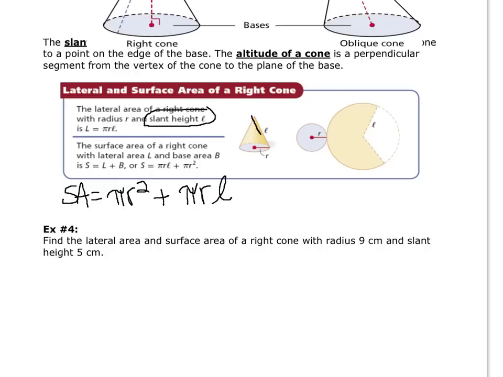You want the slanted height. Remember, we're doing surface area. We want information along the surfaces. We don't care about the inside of the cone for surface area. So for lateral area, remember, you don't want the base. The only part of the formula that takes care of the base is pi r squared. So we're doing pi r l.